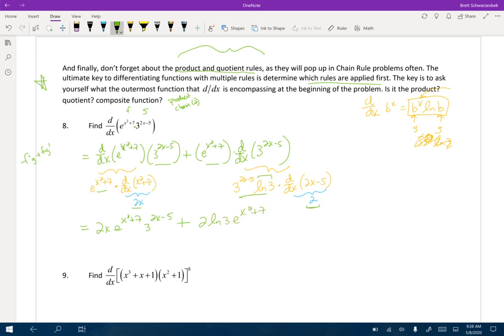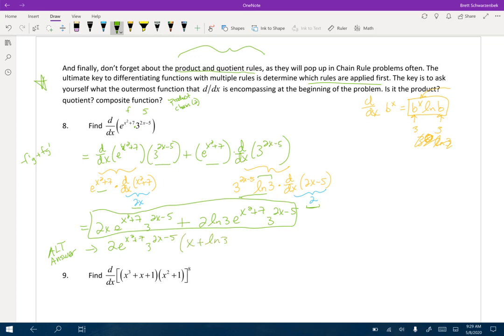3 to the 2x minus 5. Okay, so right now, hypothetically, this is the right answer. But as you've seen in the past, when it comes to MyMathLab and various solutions, we often factor things out, and it turns out we can factor out a lot. So you can see there's a 2e squared to the plus 7, 3 to the 2x minus 5, all in common. So you're actually left with just x plus natural log of 3.